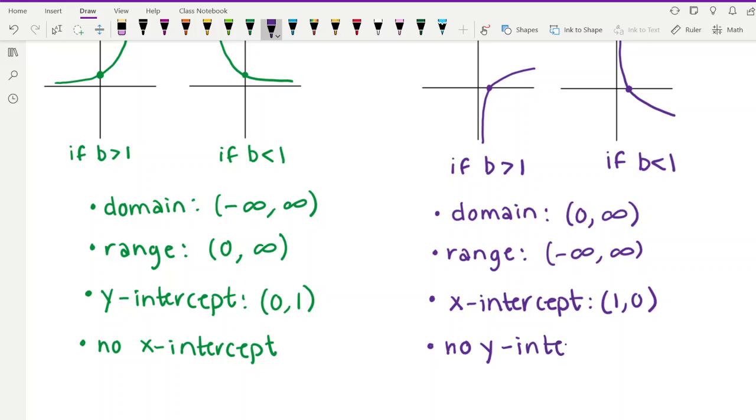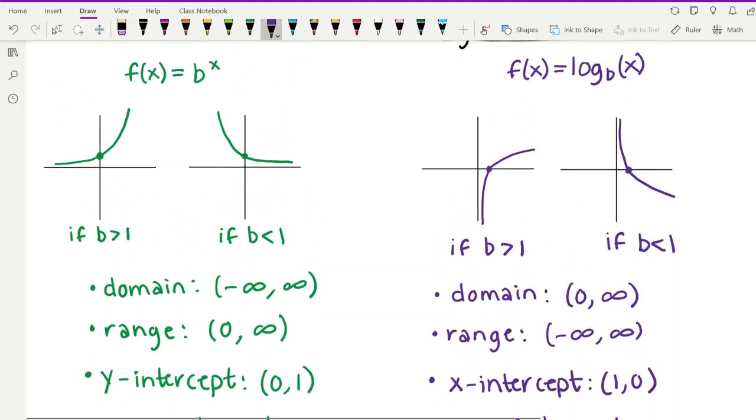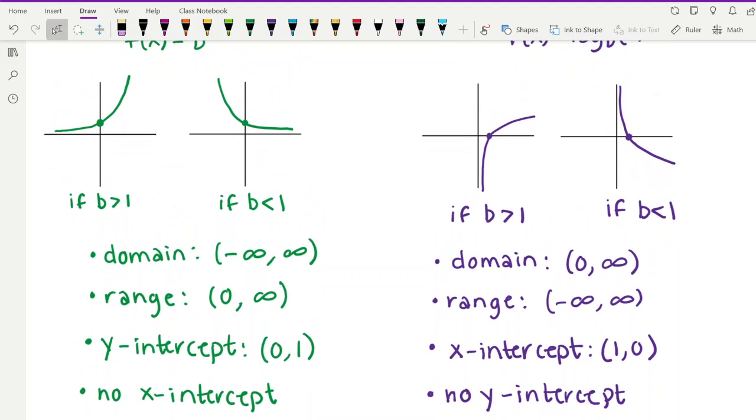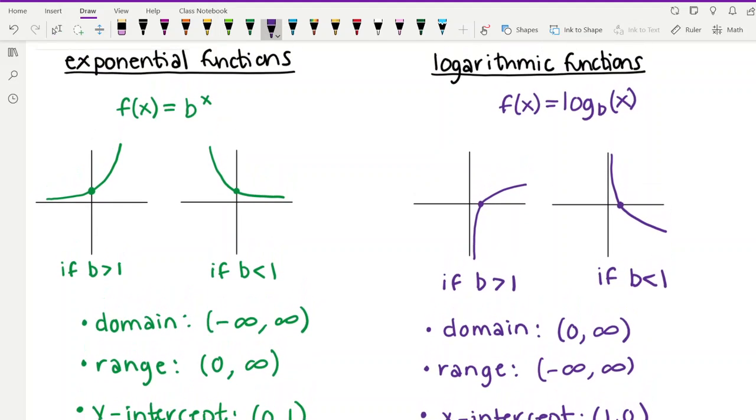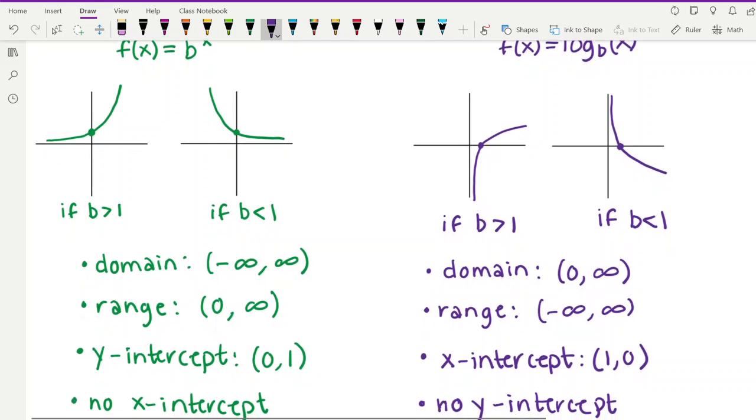And those x and y intercepts, if you think about it, they make sense, right? Because the reason that an exponential function has a y-intercept of (0, 1) is because any number to the 0 is 1. And so you input 0, you get 1 as the output. And then logarithms work kind of backwards of that, right? So if you take a logarithm of 1, if your input is 1, your answer is 0, your output is 0. And so that's why the logarithmic functions contain the point (1, 0).